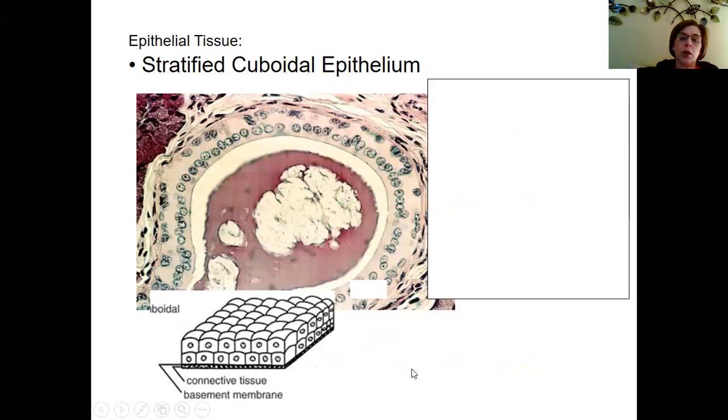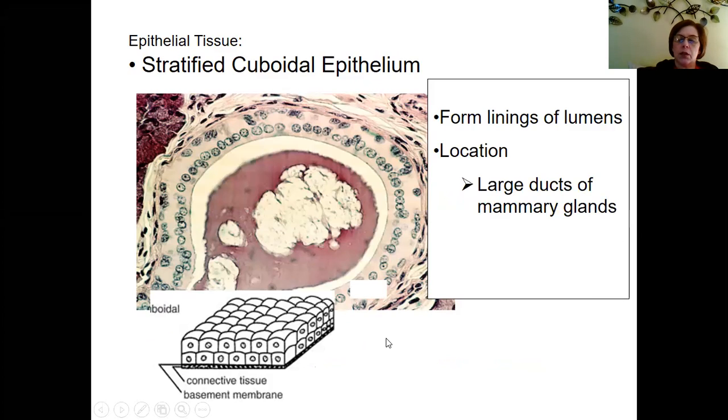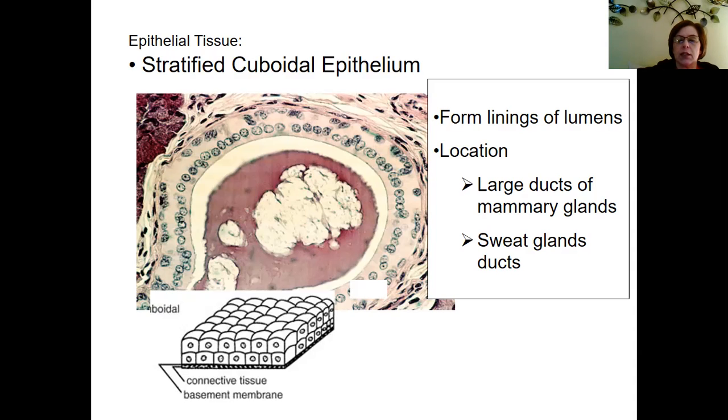All right, stratified cuboidal are some of the easier ones. Let's get the notes first. So basically, we're looking at lining ducts. So we have the ducts of sweat glands and the ducts of the mammary glands. And so there's not really going to be many questions about this on the paper pencil portion, multiple choice, but you will see it on the tissue identification. So once you get the notes copied, we'll talk about how you identify it.